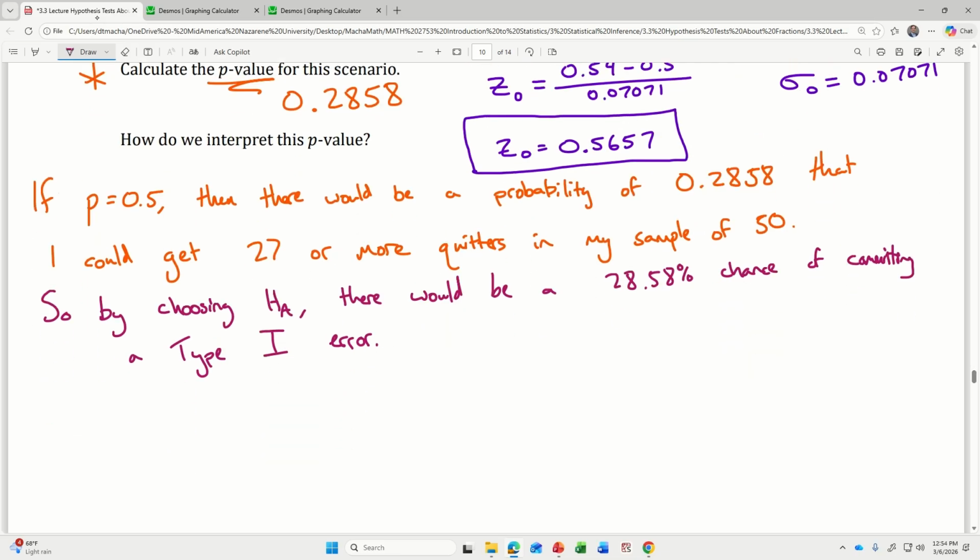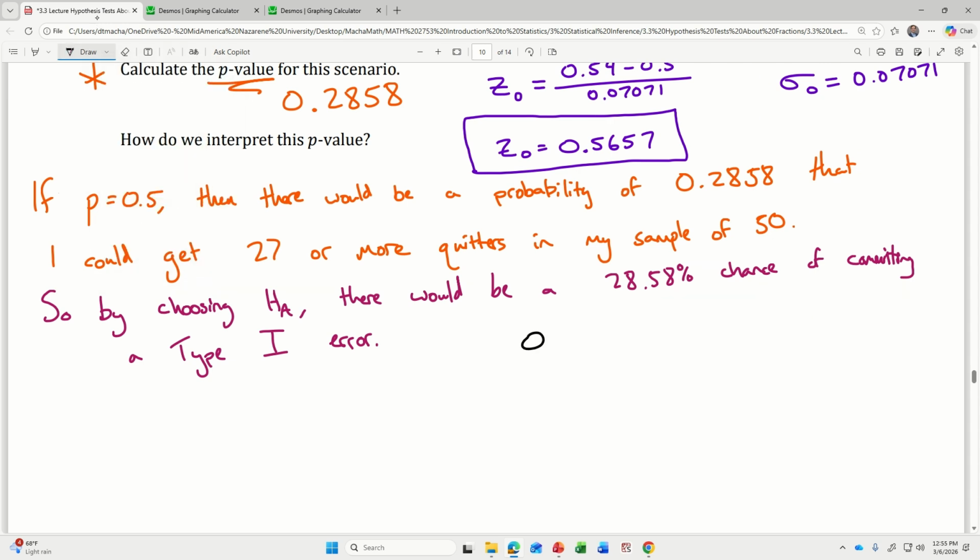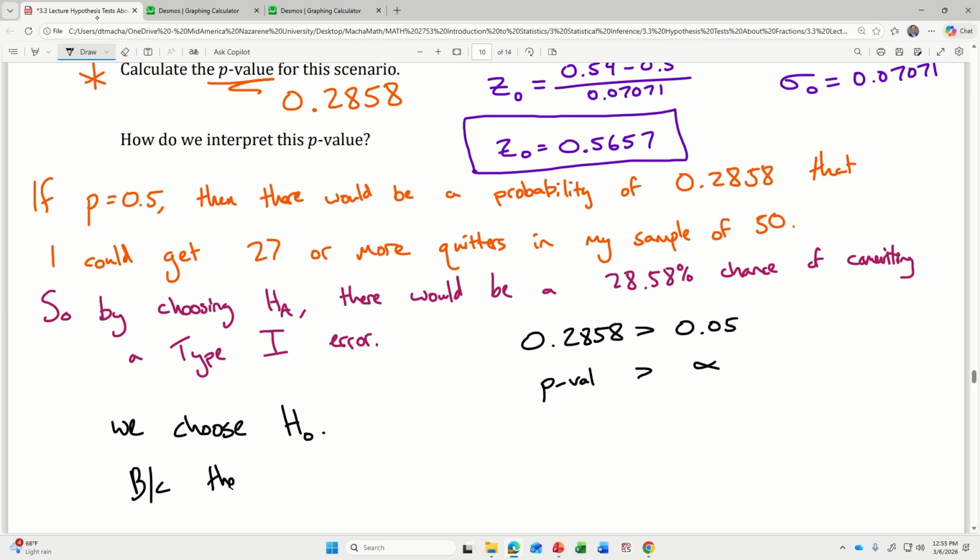So what do we do? We compare the p-value against our level of significance. And since 0.2858 is greater than my level of significance, which was 0.05, we instead choose to conclude in favor of the null hypothesis. Because there's just not enough evidence.